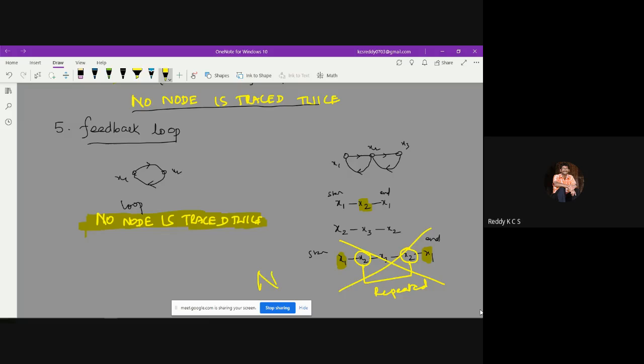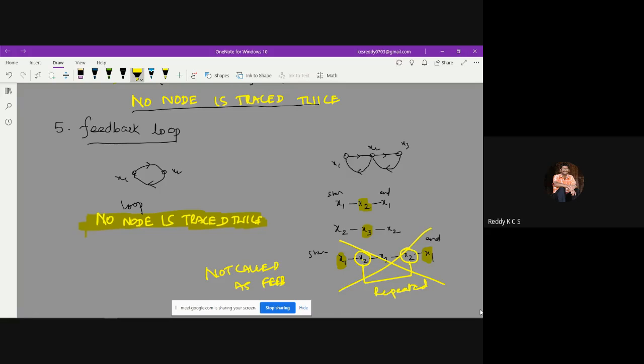So this is not called a feedback loop. Why? Because it is tracing the same node twice. X2 is coming two times. See here, if you look at this, there is only one x3.